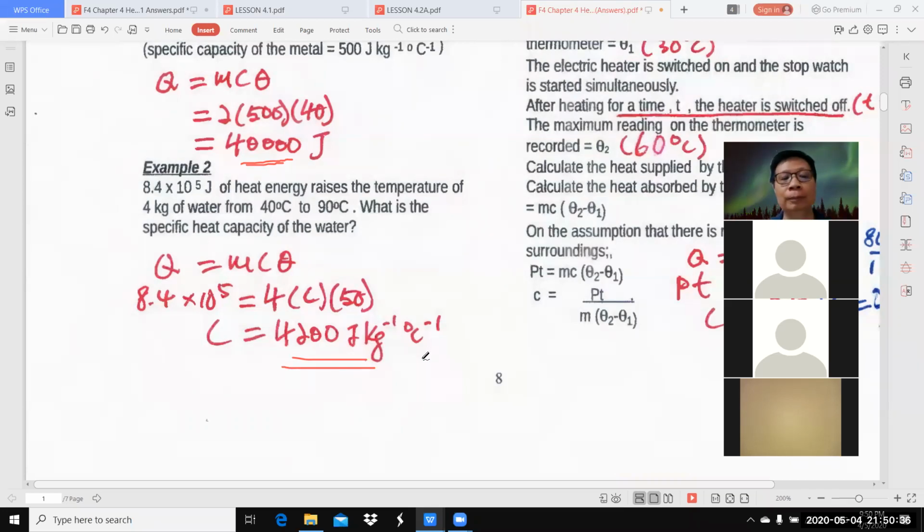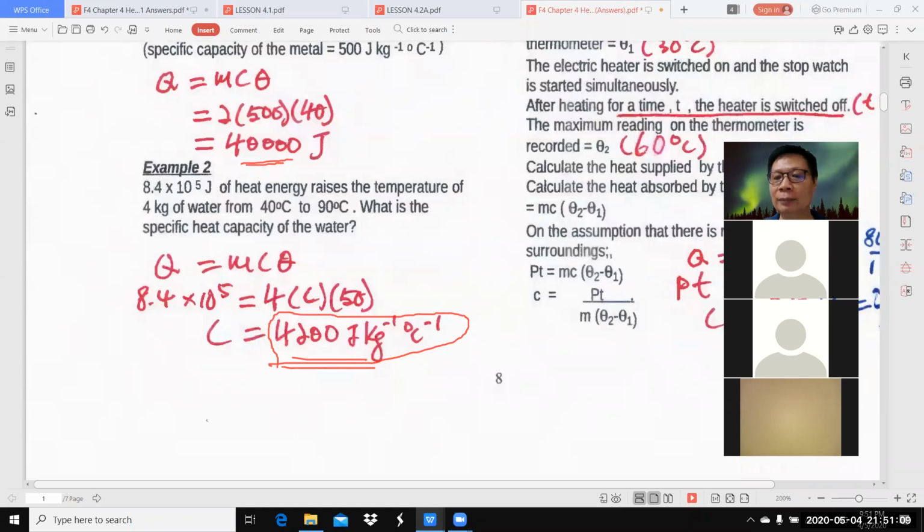Okay, this value, I encourage everyone to go and memorize it. This is the specific heat capacity for water. Water, you have to remember: 4,200 joule per kilogram per degree Celsius. This one is special for water. So water, you have to remember, put it here. The specific heat capacity c for water is 4,200 joule per kilogram per degree Celsius.